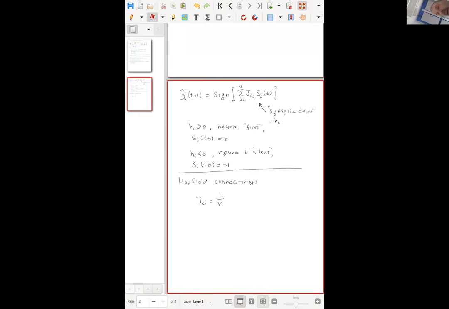So it's 1 over N, the sum mu equals 1 to p of eta_i^mu eta_j^mu, where eta_i^mu equals plus 1 with probability 1/2 and minus 1 with probability 1/2. Okay, so this is a random binary vector.